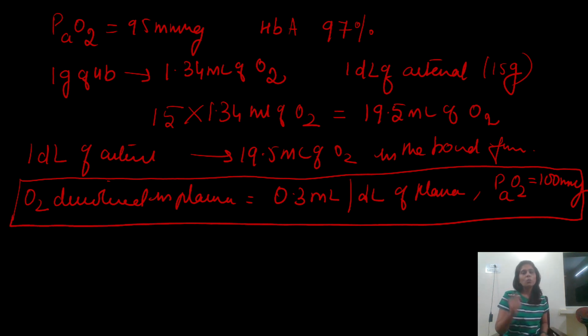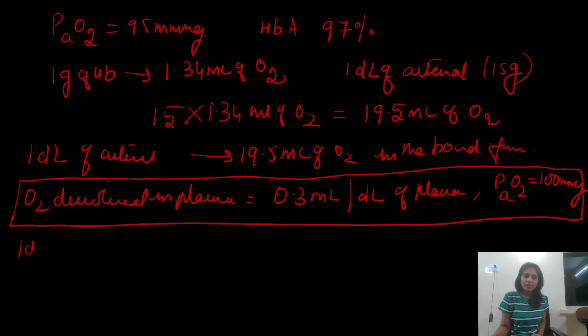Do you understand this? So what is the amount of oxygen dissolved in plasma? It is 0.3 ml of oxygen per deciliter of plasma when the partial pressure of oxygen in the artery is 100 millimeter of mercury. Because what is the only factor which determines how much oxygen can be dissolved in plasma? It is the partial pressure of oxygen. There can be no other factor which can determine the amount of oxygen dissolved in plasma. So it's a linear function of arteriolar partial pressure of oxygen. It's 0.3 ml per deciliter of plasma.